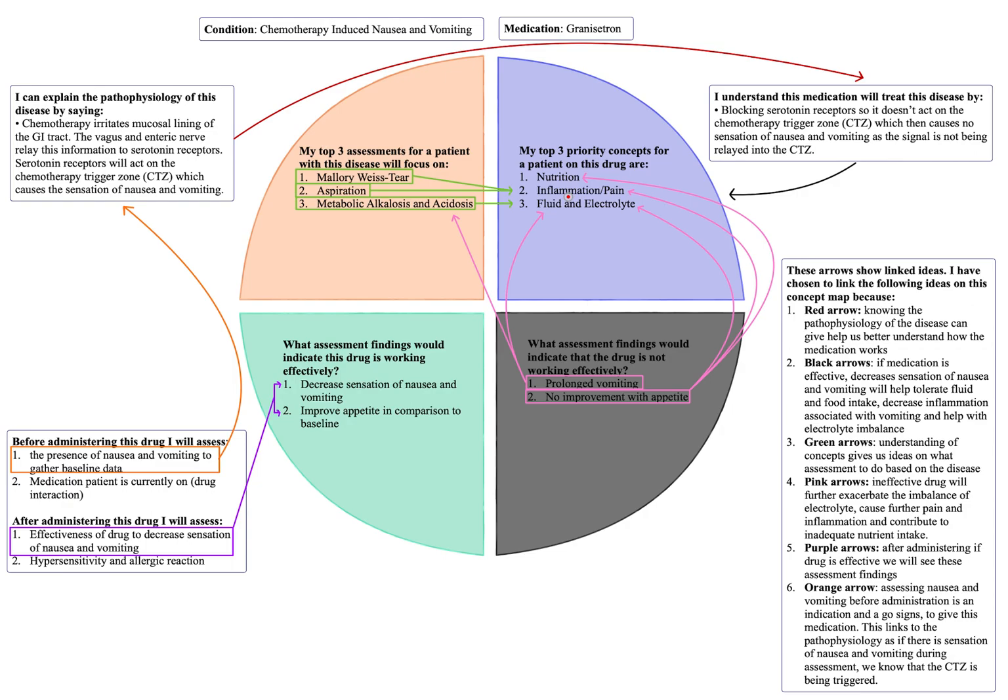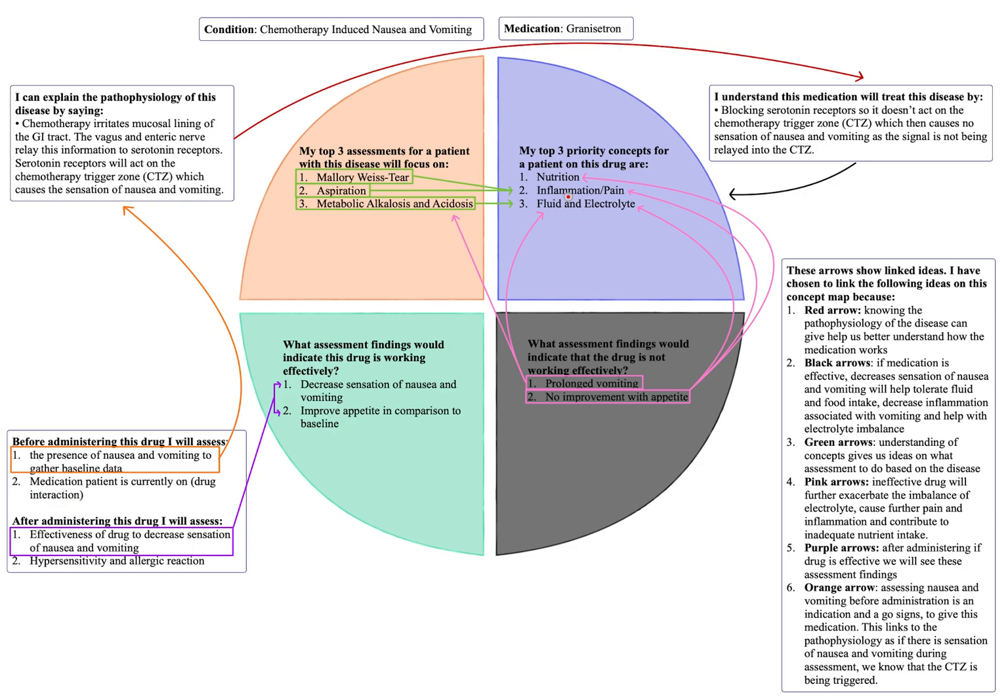So chemotherapy-induced nausea and vomiting. The pathophysiology of this condition is that chemotherapy will irritate the mucosal lining of the GI tract. The vagus nerve and the enteric nerve will relay this information to serotonin receptors, and these serotonin receptors will act on the chemotherapy trigger zone, which is the CTZ, which then causes the sensation of nausea and vomiting.